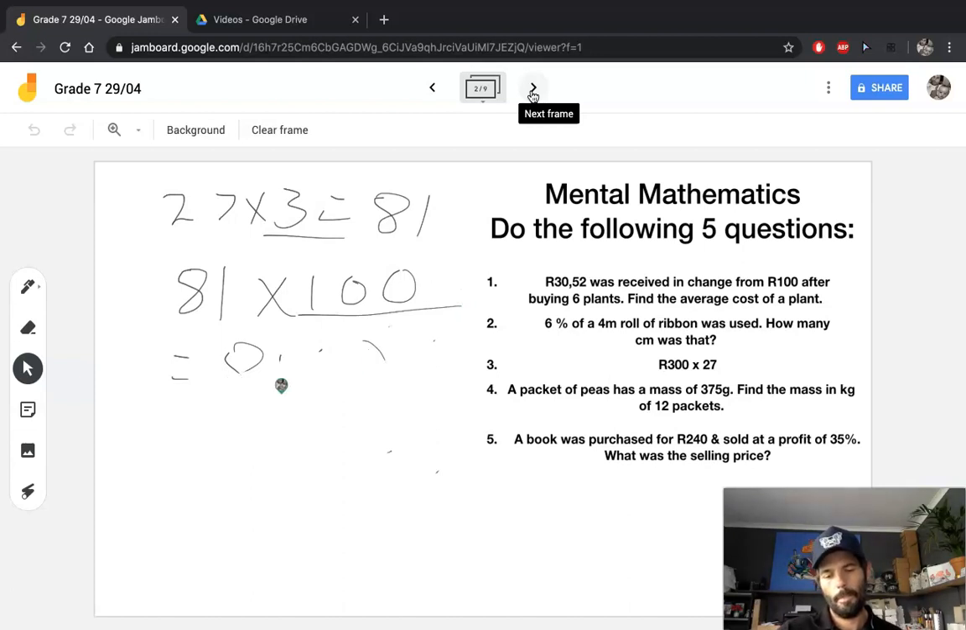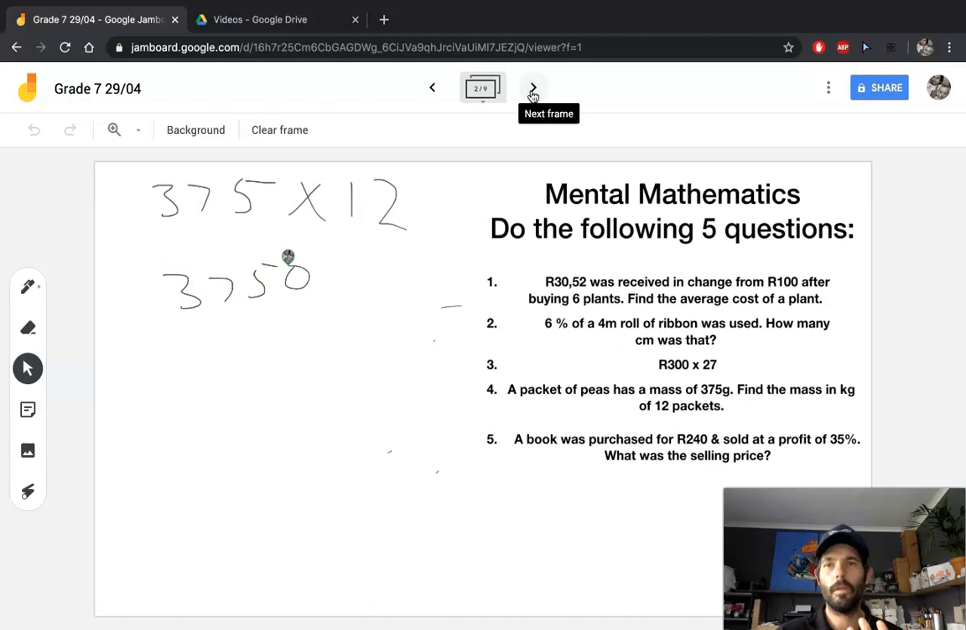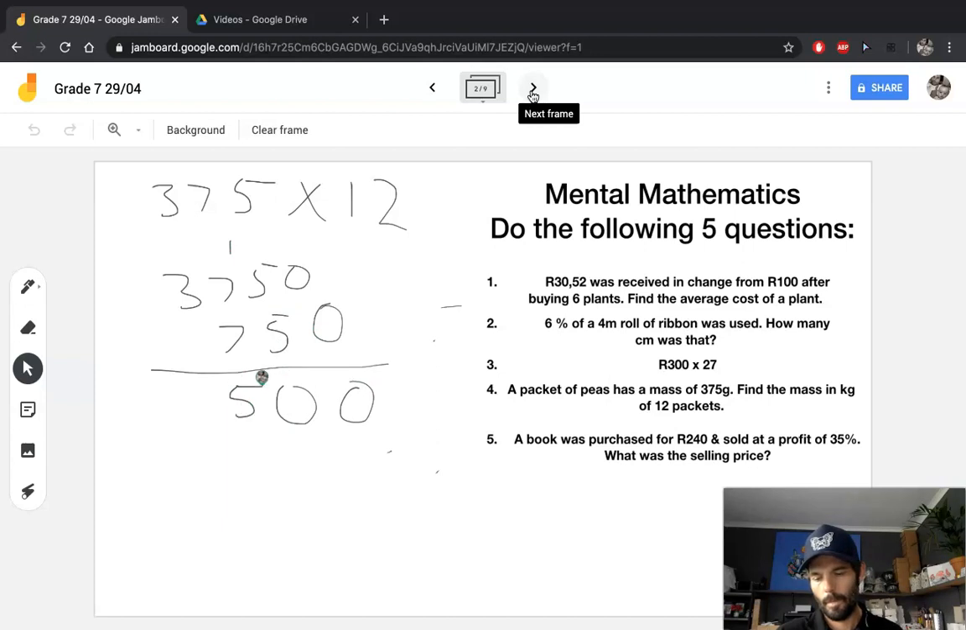Question 4. A packet of peas has a mass of 375 grams. What is the mass of 12 of them? Okay, and you can do this in a long multiplication method. You could go 375 times 10 is 3,750, plus 375 times 2, which is 750, and then add them together, which is 4,500 grams, or 4.5 kilograms.